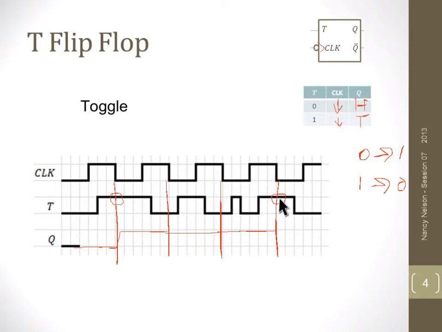Next sample point is a toggle, so T is 1, so we toggle. In this case we have a 1, so we're going to switch to the other state, which is a 0. So our output drops low at that point. So T doesn't mean it turns on, T means it changes state.